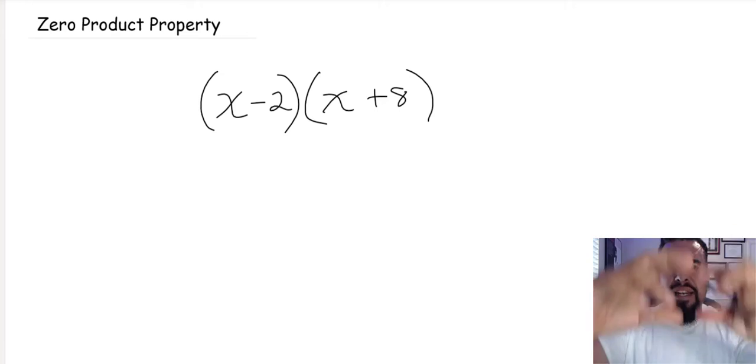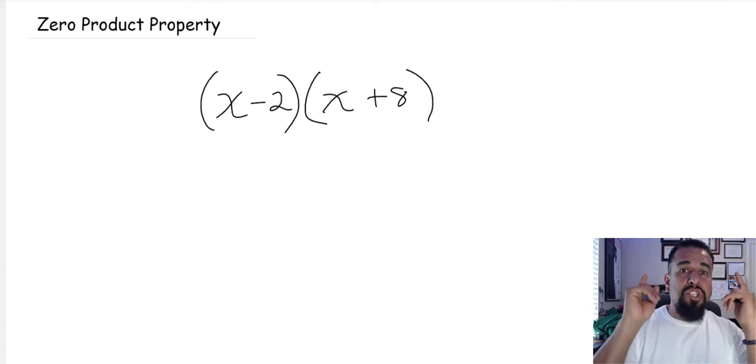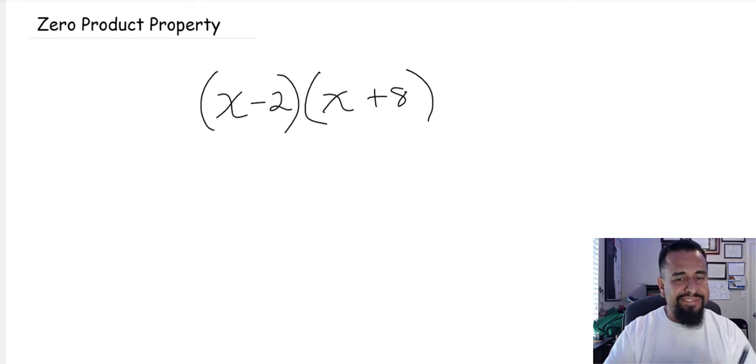I'm skipping that first step, because I'm not showing you how to factor a quadratic here. If you want to learn how to do that, like I said, check out my other video. Right now, I just want you to practice using the zero product property. So pause the video and let's go.